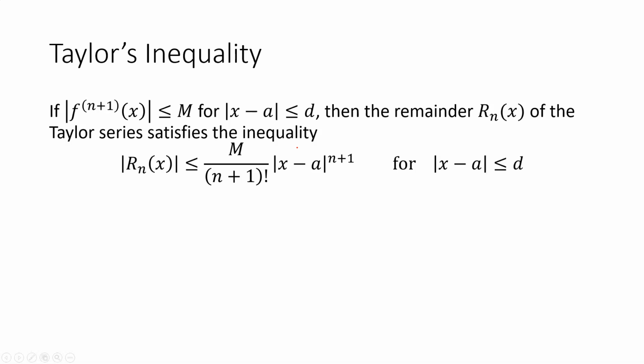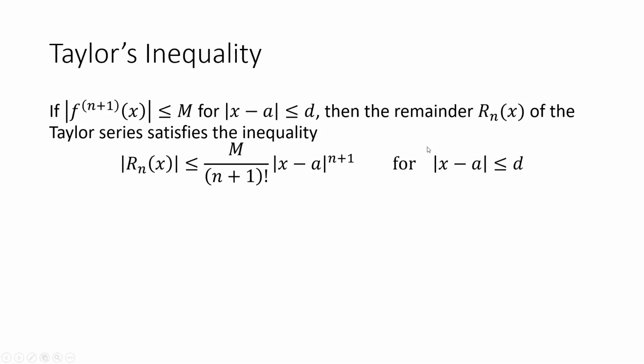So one important tool will be to use Taylor's inequality. So Taylor's inequality gives us a way of finding a bound on the remainder term. It says that if I have a bound on the n plus 1th derivative of f, so if we know that that's less than or equal to M, some value M, for all x within an interval around a, then the remainder R n of the Taylor series satisfies the inequality: the absolute value of R n of x is less than or equal to M over n plus 1 factorial times the absolute value of x minus a to the n plus 1. And this is for the same range around the point a.